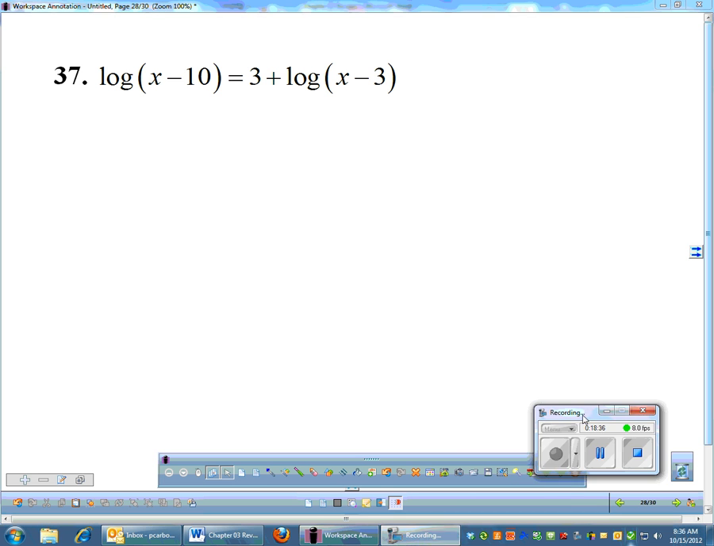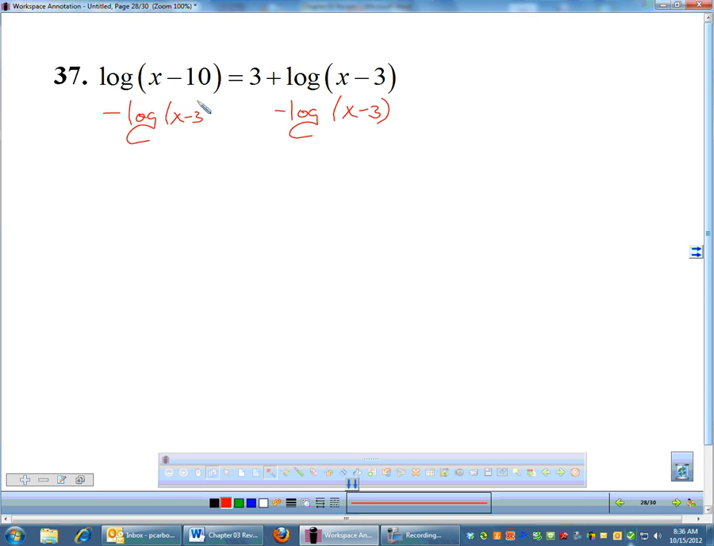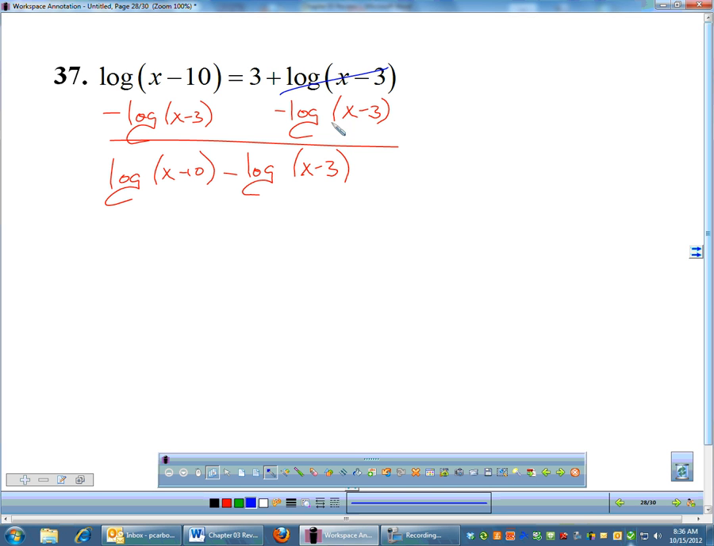How long is this one taking? Yeah, I knew this one was going to be the longest part. Okay, same type thing. I have log equals 3 plus log something. We're going to move the logs to the same side of the equation. If you ever have a number sitting by itself without a log, this is going to be our strategy. So subtract log of x minus 3. And you get log of x minus 10 minus log of x minus 3. Over here, those canceled, equals 3.